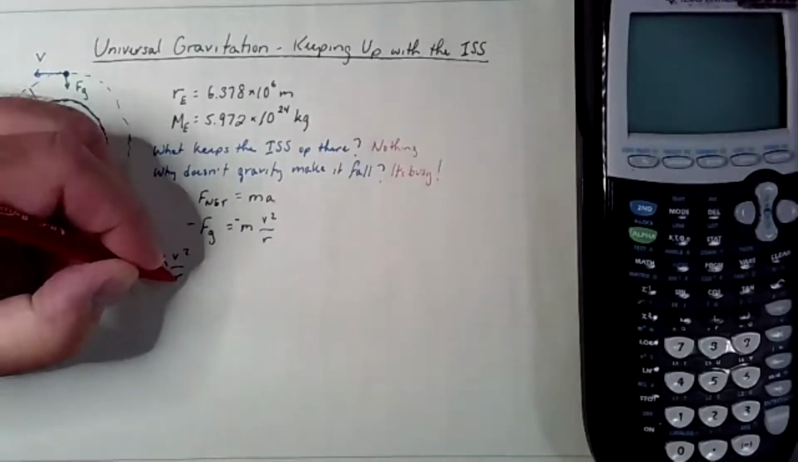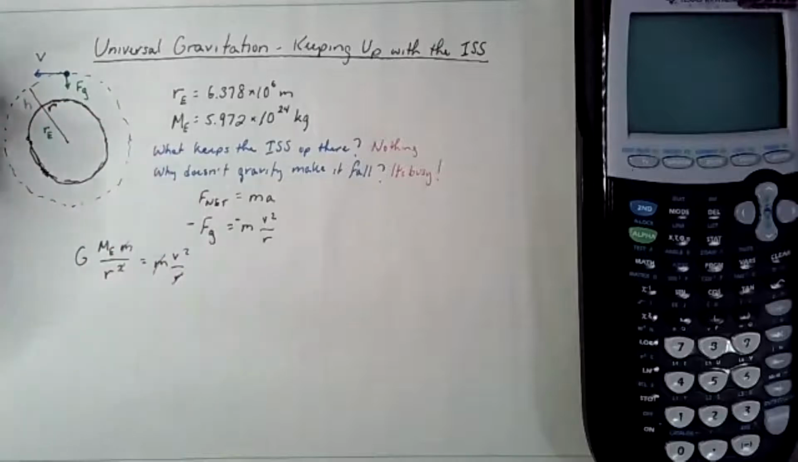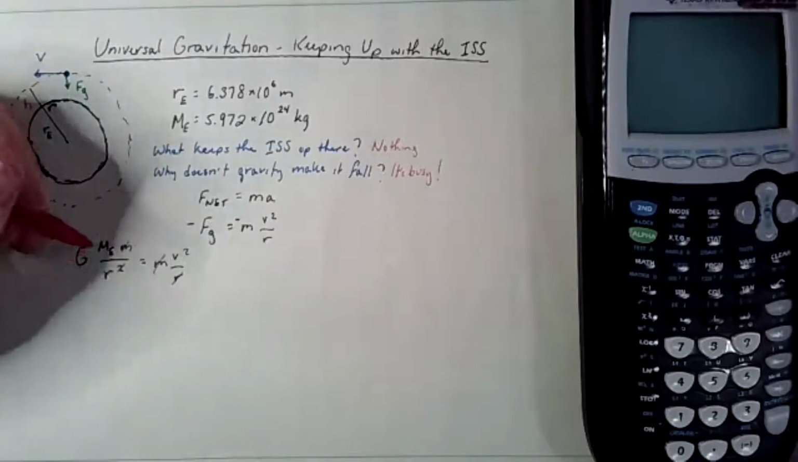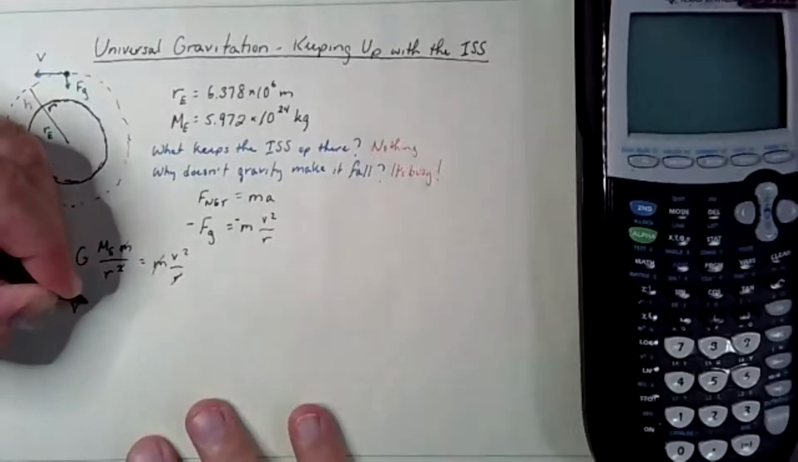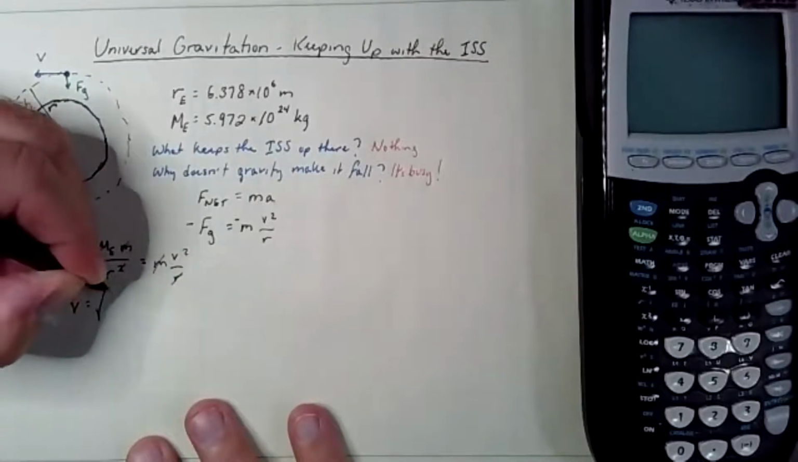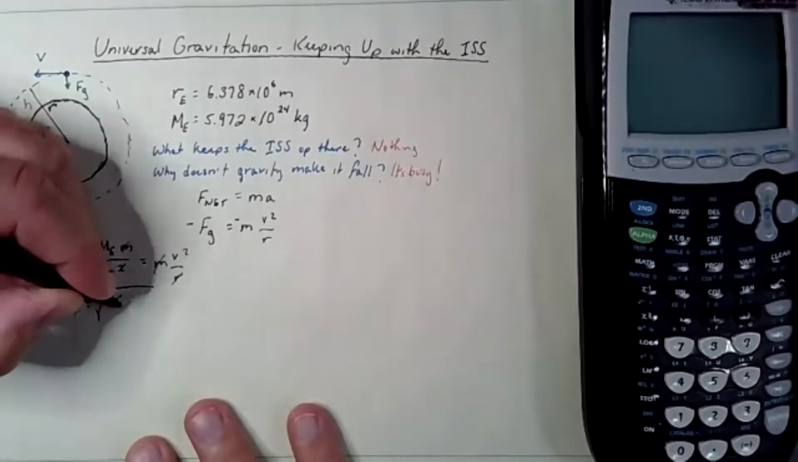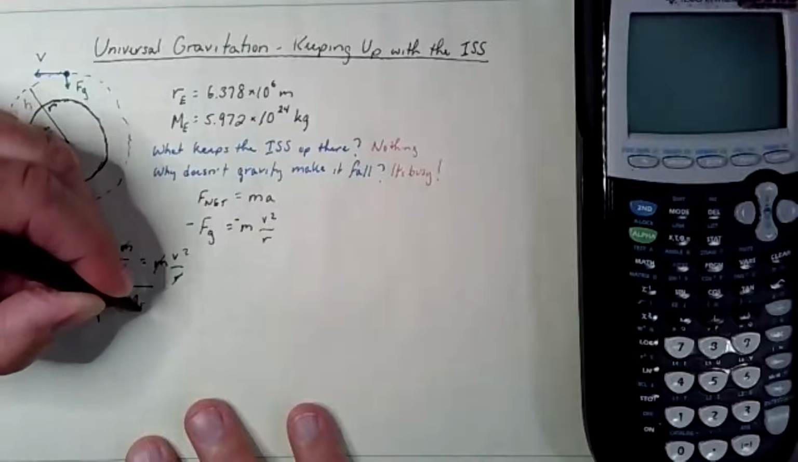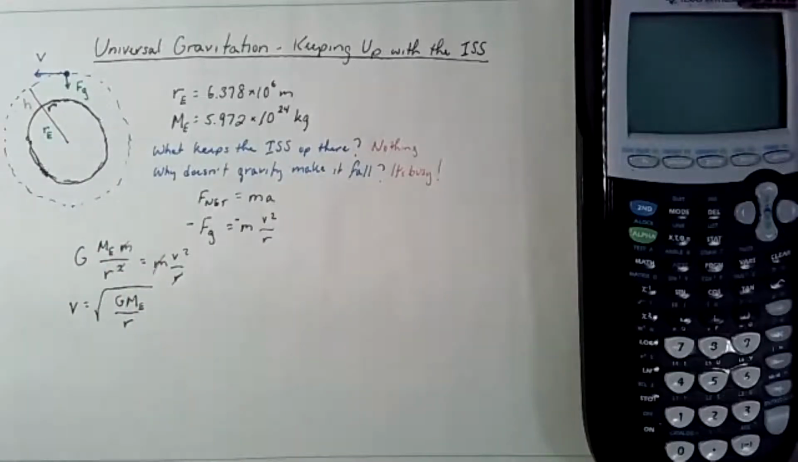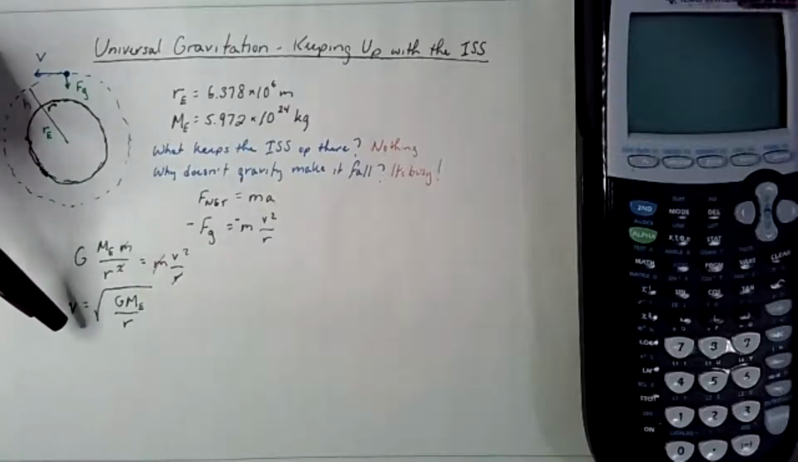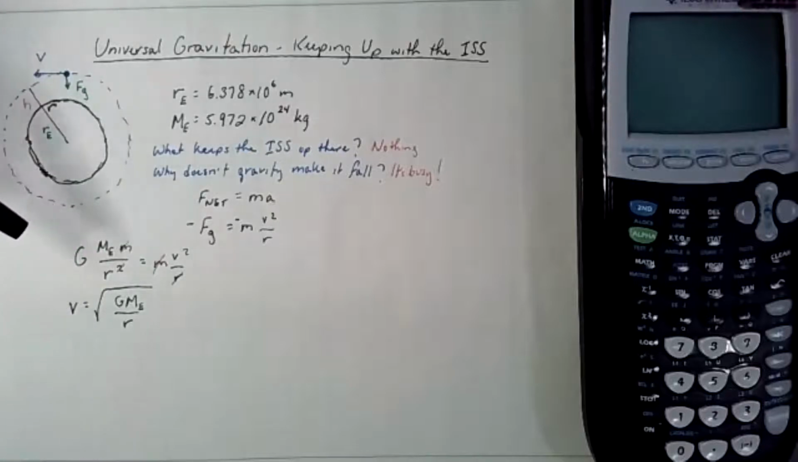We have one factor of r that cancels as well. And if we're trying to solve for v, we can now take the square root of the whole thing. And that means that v is equal to the square root of G, mass of the Earth, over the radius of the orbit. So this is the speed that's required for a stable orbit.